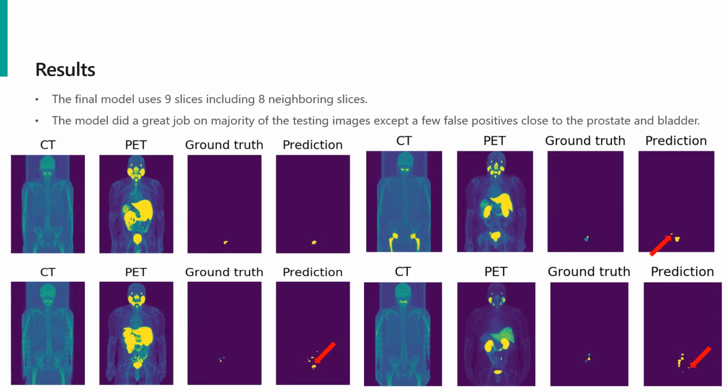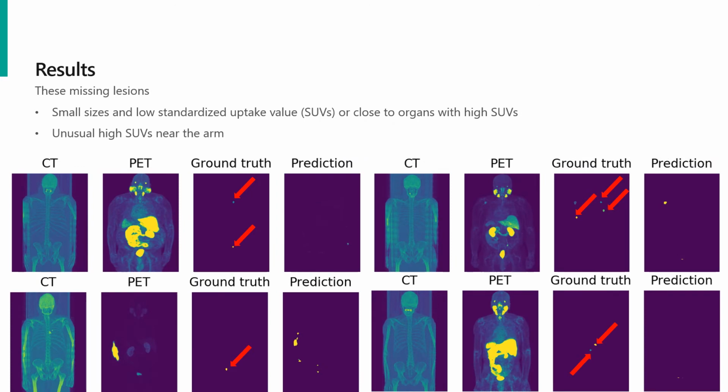Here's our result. The final model uses 9 slices, including 8 neighboring slices. The model did a great job on the majority of the testing images, except a few false positives. As shown on the image, these positives are quite close to the prostate and the bladder. And these are a few examples where the model missed the lesions. As you can see, these lesions are usually small, and they either have low SUVs or they are close to organs with high SUVs. There is one example where there are unusually high SUVs near the arm, and the model gets confused.